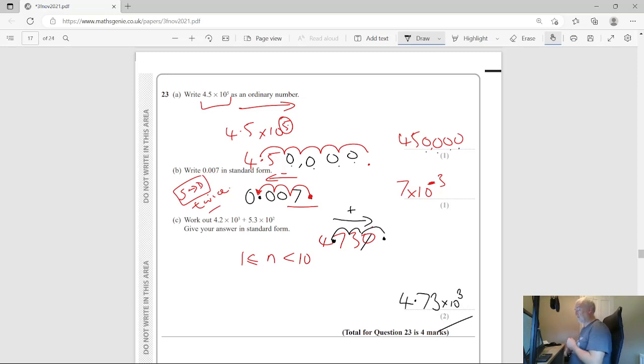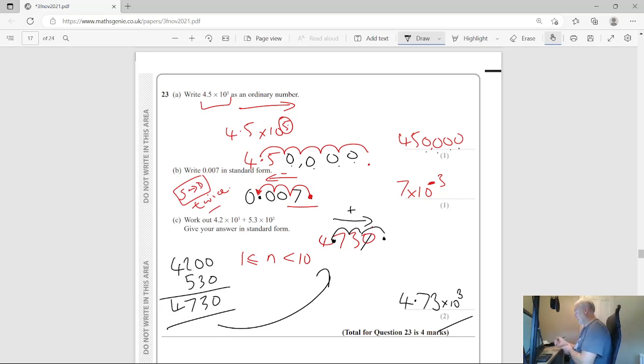Now, if the examiner can see 4730, you would get 1 mark on that, even without doing the standard form bit, because you've calculated it correctly. If you struggle to do this and you wanted to do each part individually, you could do 4,200, you could do 530, and then add it together to give you 4730. And then we're going to put it into standard form. That's another option that you could do.